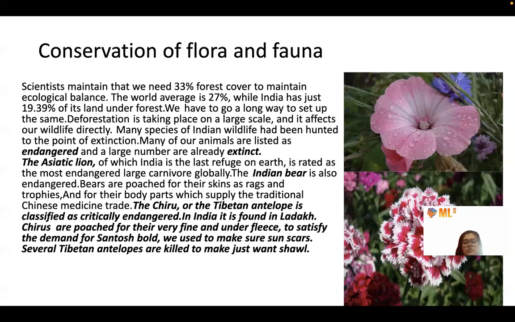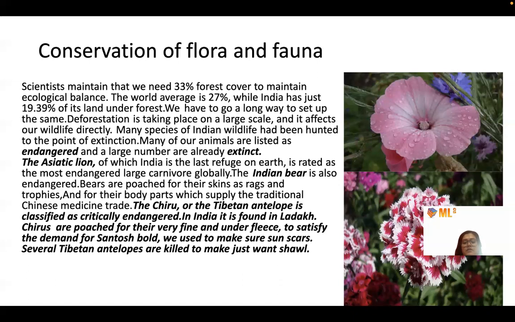Another example is the chiru or the Tibetan antelope. It is classified as a critically endangered species. So it is also getting depleted very rapidly, and the population of the Tibetan antelope or the chiru is decreasing rapidly. In India, where is it found? It is found in Ladakh. Chirus are poached for their fine underfleece to satisfy demand for shahtoosh.